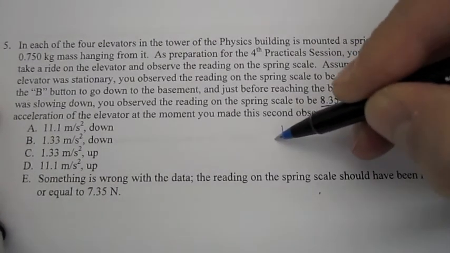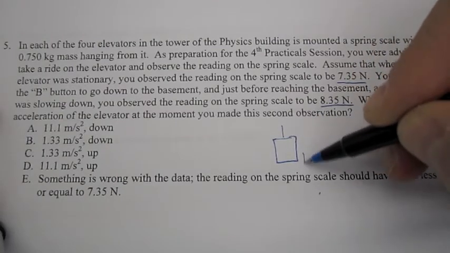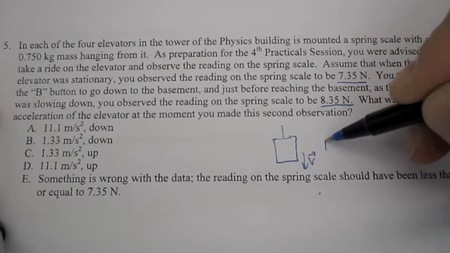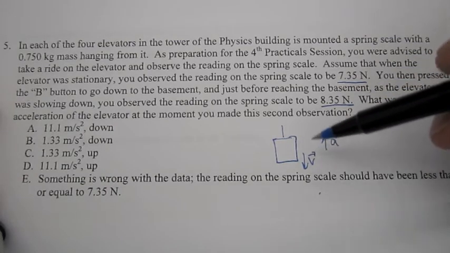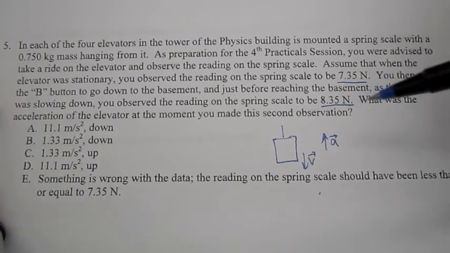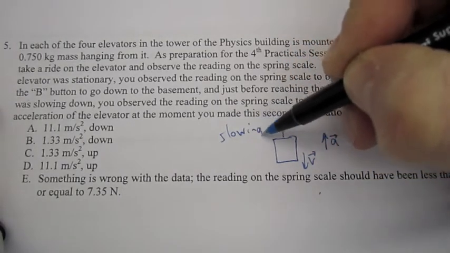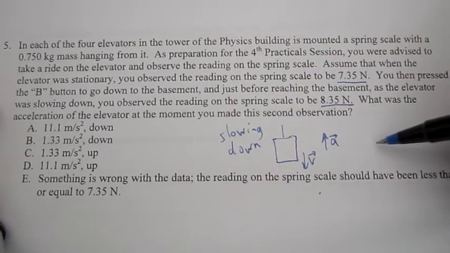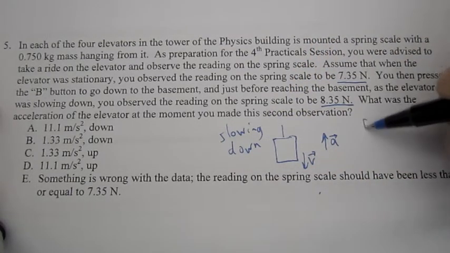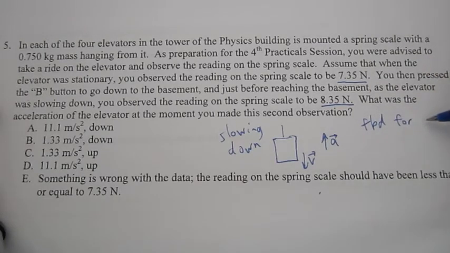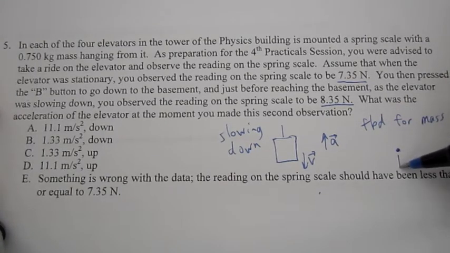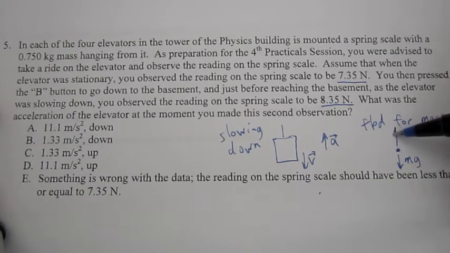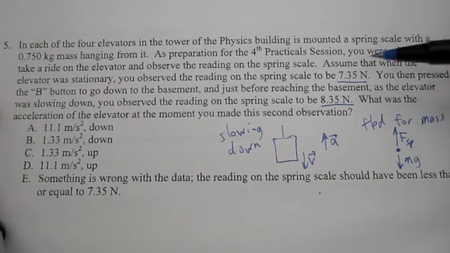So if you draw a diagram of slowing down, here's your velocity v down and your acceleration is upwards, okay? Because when velocity and acceleration are in opposite directions, that's the slowing down. Now, the free body diagram for the 0.75 kilogram mass looks like this. We've got gravity pulling it down, and we've got the spring, F spring, pulling it up.